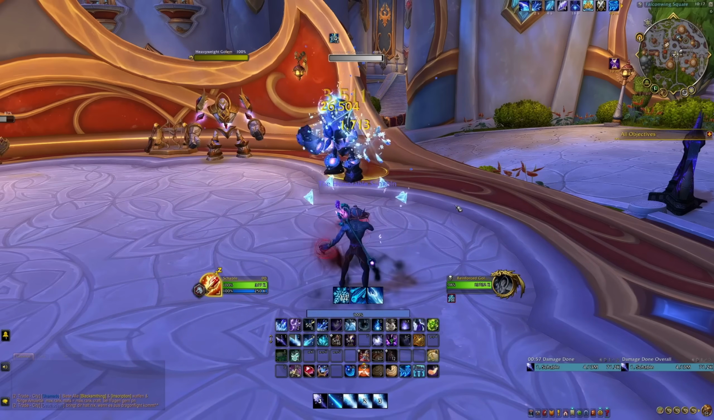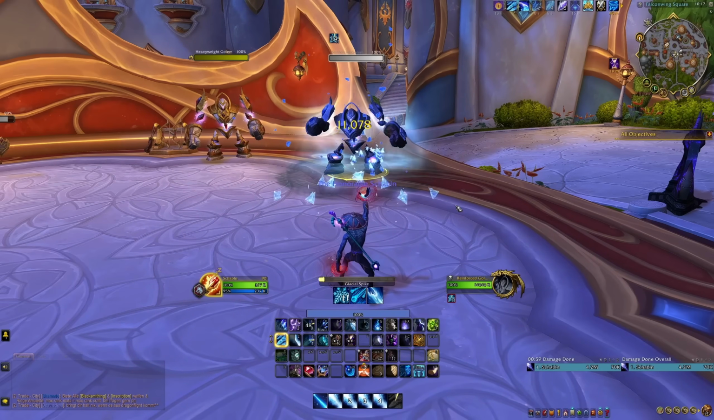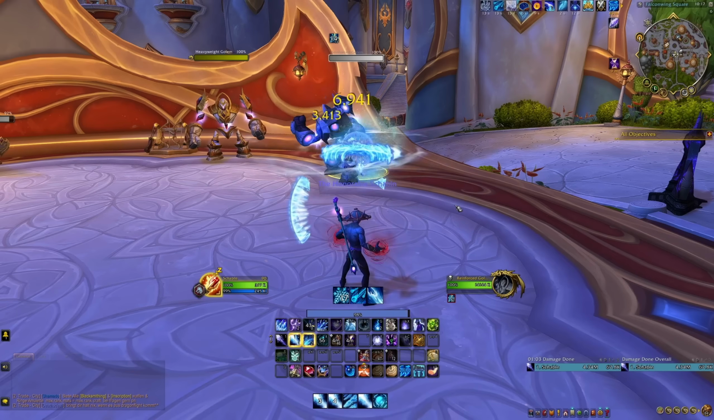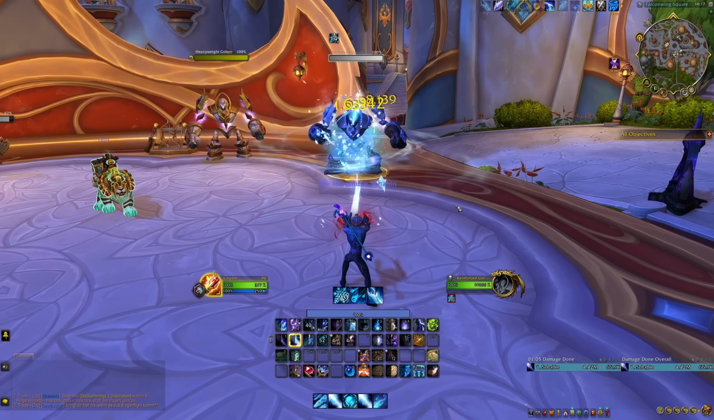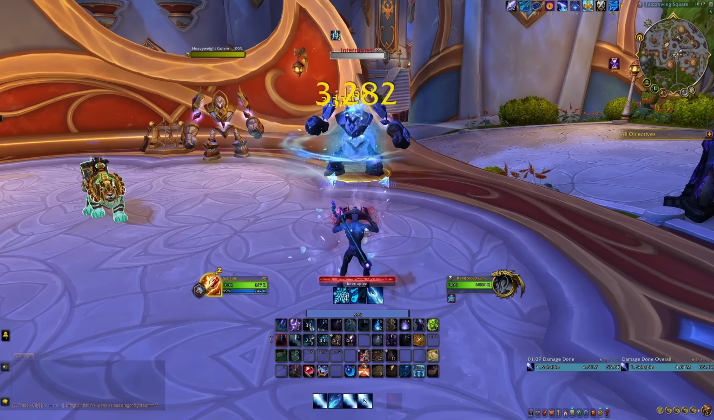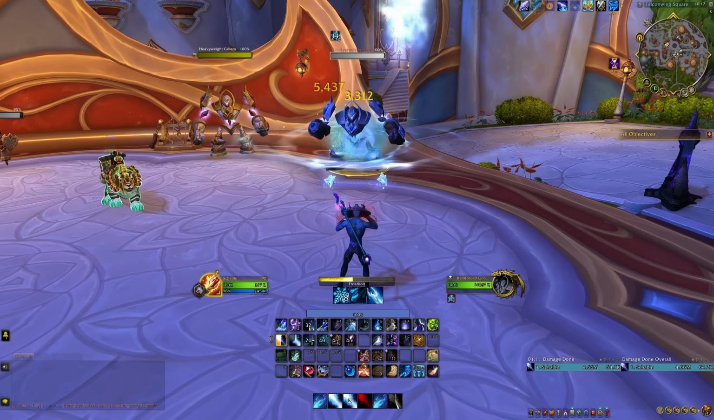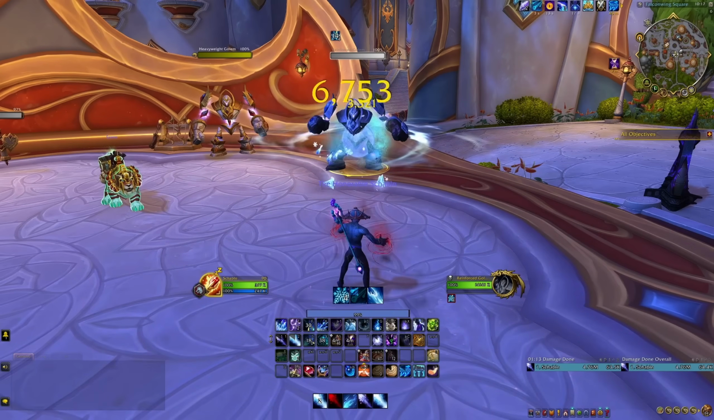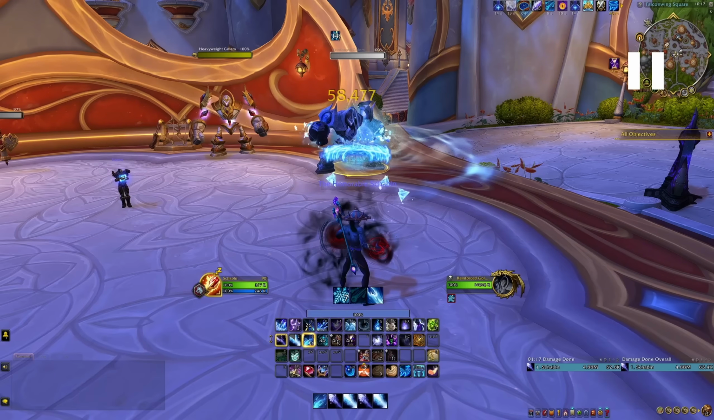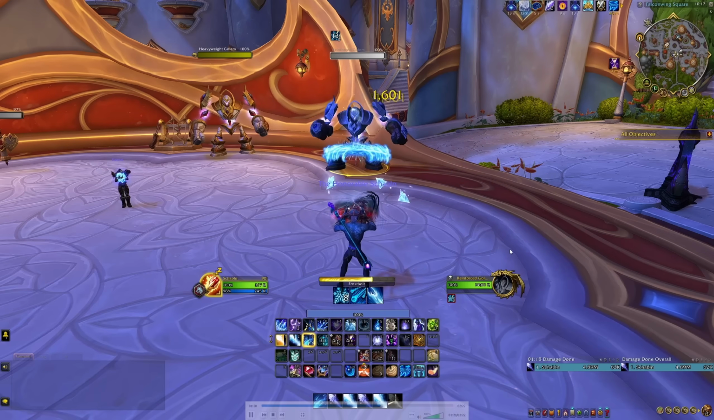Ice Lance proc, Ice Lance proc, Ice Lance, Glacial Spike. We now get into Orb. Consume Thermal Void, shatter, shatter. Now we use Flurry, Frostbolt, and we're below 6. We go Frostbolt again. We have no resources. Here again, we don't have 12 stacks of Shatter, and we would have a Brain Freeze proc, so I use some Frostbolts to get up to 12 stacks, and then consume it right away.